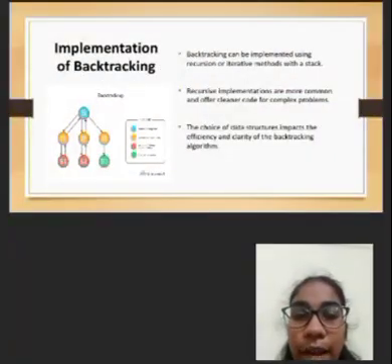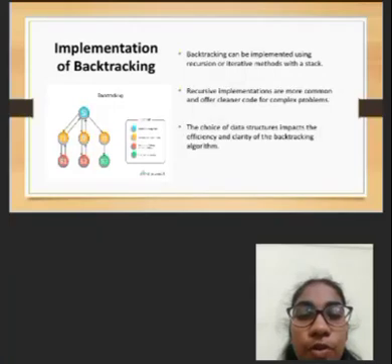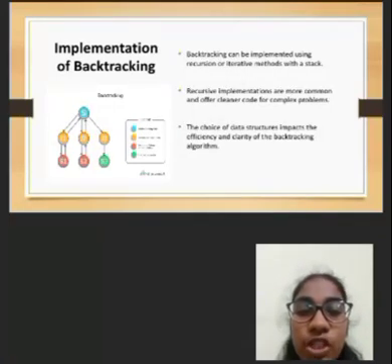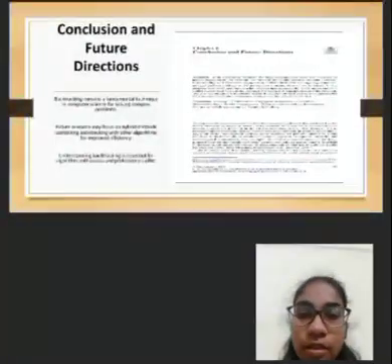Implementation of backtracking. Backtracking can be implemented using recursion or iterative methods with a stack. Recursive implementations are more common and often produce cleaner code for complex problems. The choice of data structure impacts the efficiency and clarity of the backtracking algorithms.